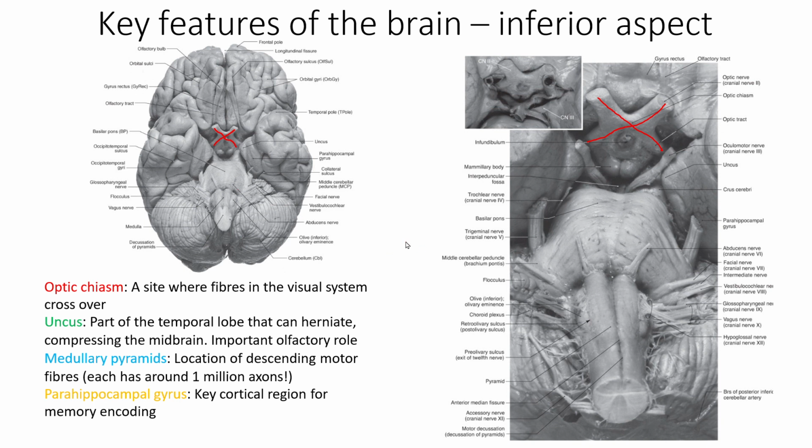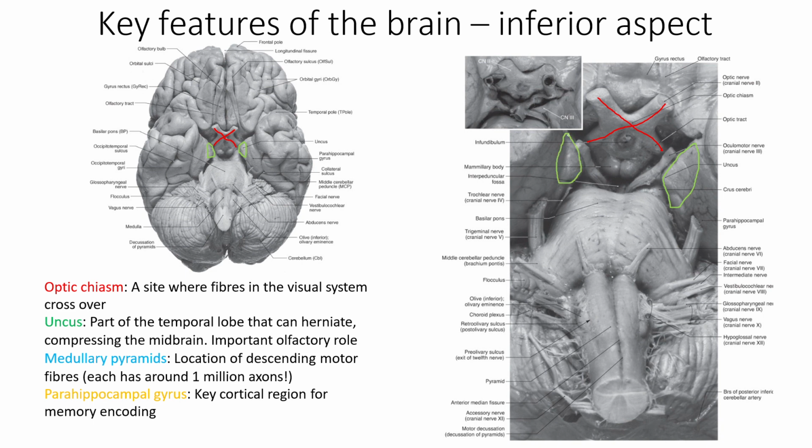Next in green will indicate the uncus. Now the uncus is the medialmost portion of the temporal lobe. Alright, so I'll just indicate it there on the right and here on the left. And if we go to the higher mag view, here's the left uncus and here is the right uncus.